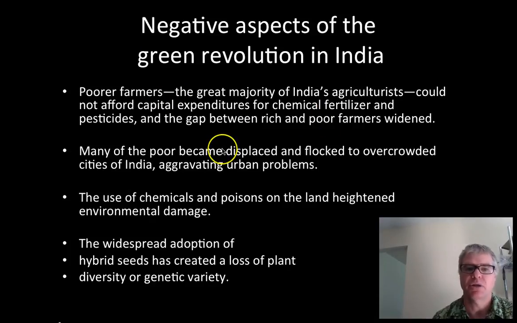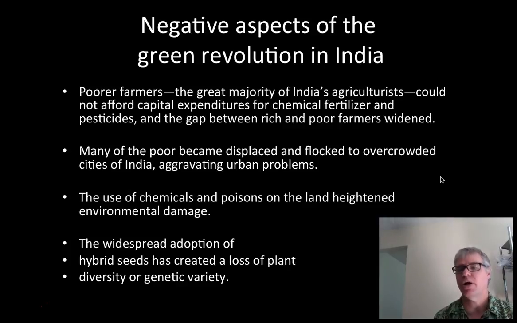Poor farmers could not afford it, and kind of that gap widened. And the ecological damage. When you're using fertilizer, when you're using pesticides, it has a lot of damaging impacts on the environment too. And then one of the things that happens is the poor that were in these rural areas that used to be able to feed themselves and have an economic livelihood that don't anymore basically get driven into the urban areas to try and find work or to try and find some kind of livelihood.